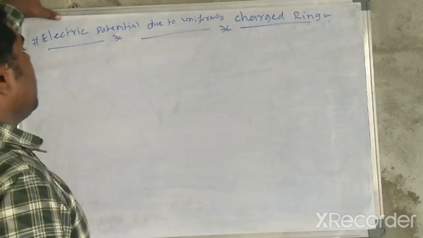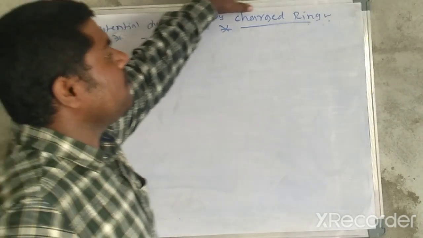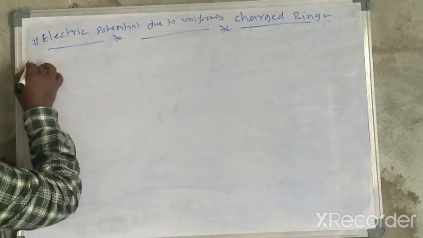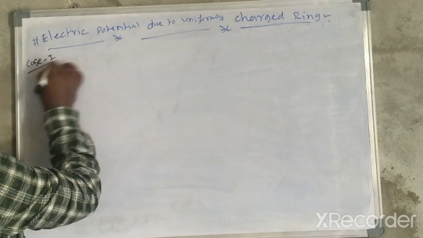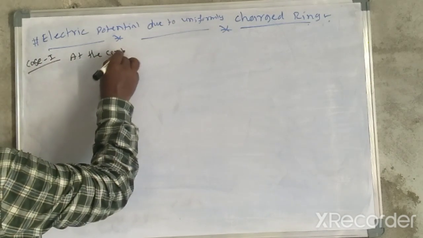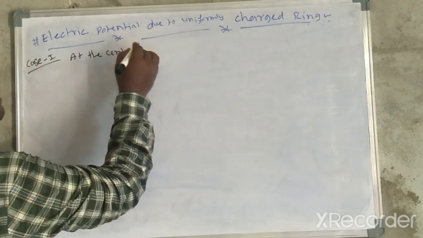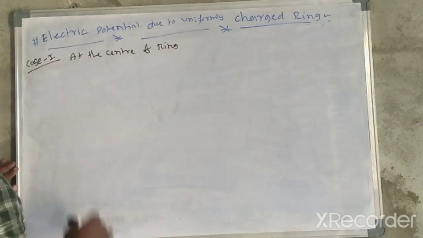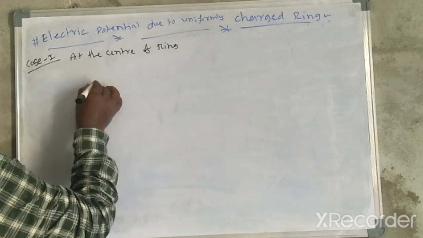Another application: electric potential due to a uniformly charged ring. Here, first, case number one, at the center of the ring. Case one. Let us consider this one ring.